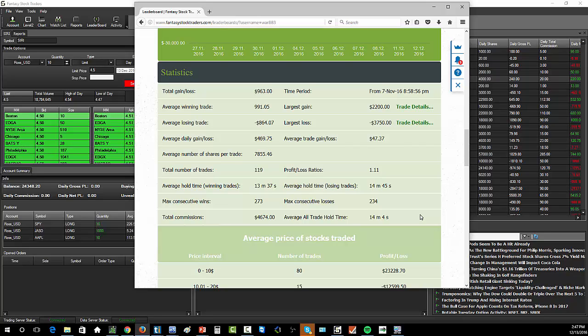Focus on one strategy. Learn how to choose stocks with home run potential. Learn how to manage risk. Learn how to use the tools like level 2, like your hotkeys, and then you're going to be well on your way to being a profitable trader.